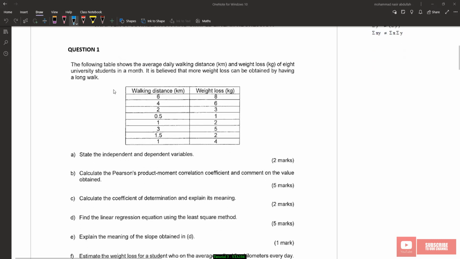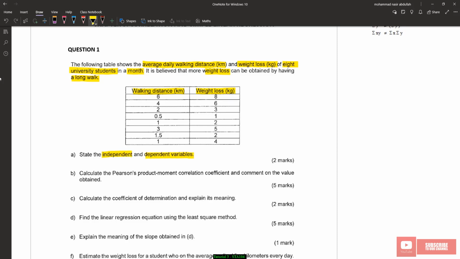Tutorial. The following table shows the average daily walking distance and weight loss in kilos of 8 university students in a month. So it is believed that more weight loss can be obtained by having a long walk. So now, looking at the variables given here, walking distance and weight loss. The first question: state the independent variable and dependent variable.